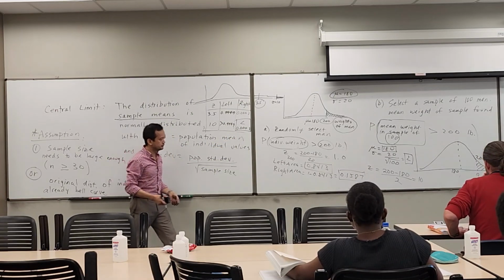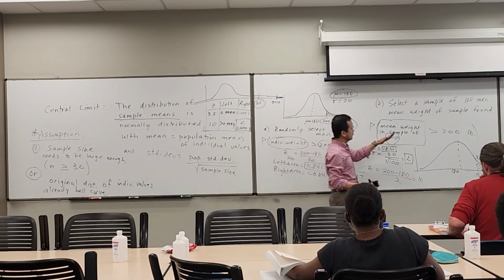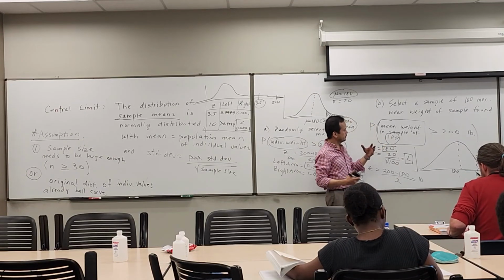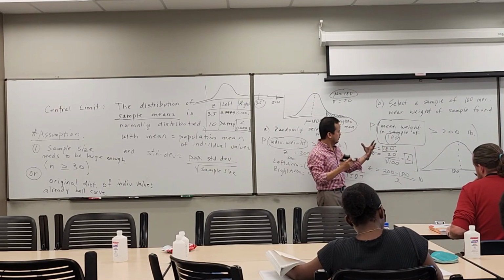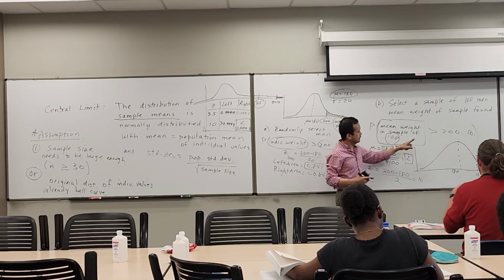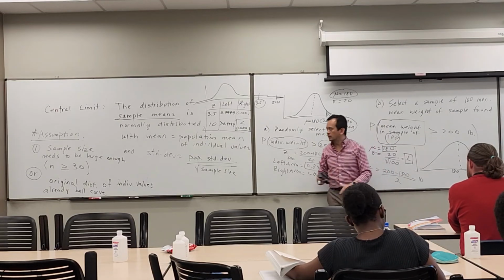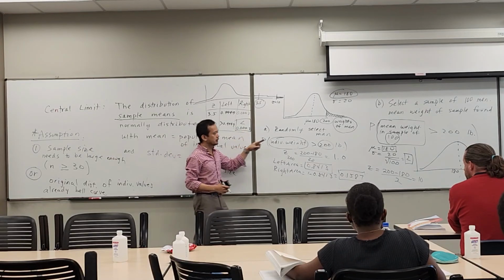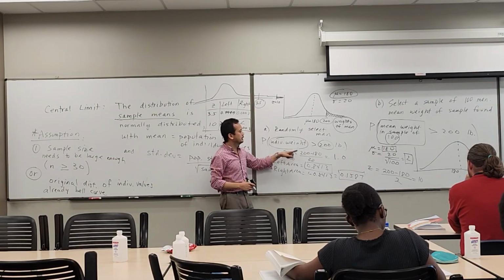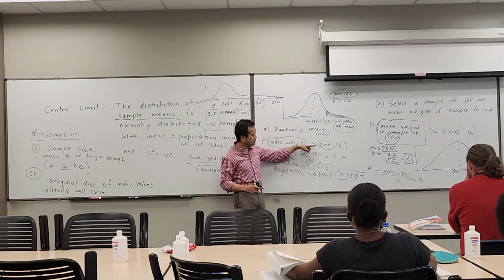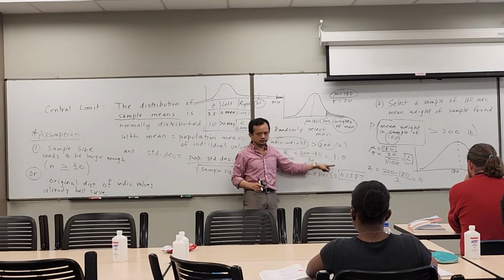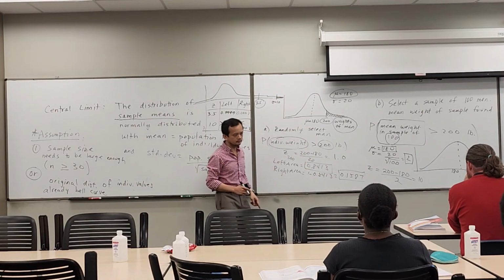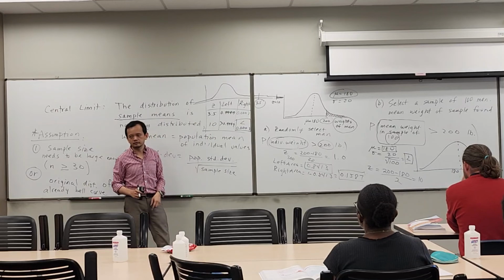So the point is that if you have a sample of 100 men, the probability that the average weight of this group of 100 men is more than 200 pounds is going to be less than 0.01%. It's very small. Compared to if you have one man, the probability that he'll weigh more than 200 pounds is 15%. So that's much more. Any questions?